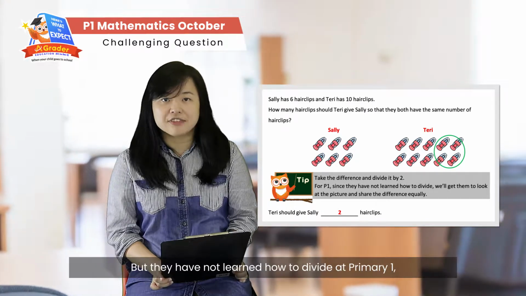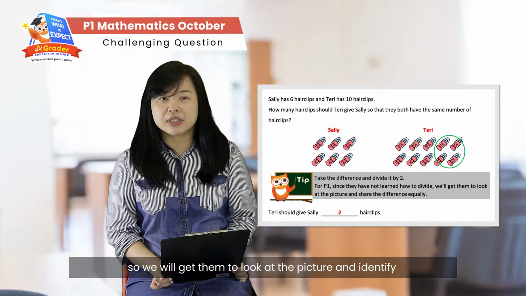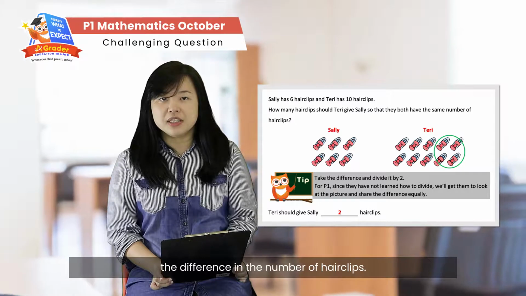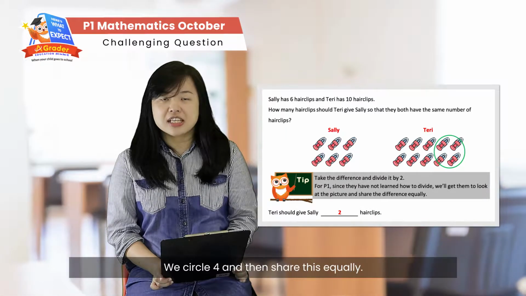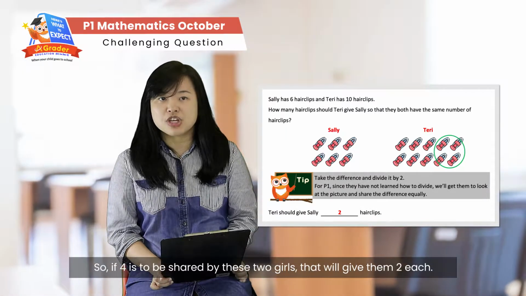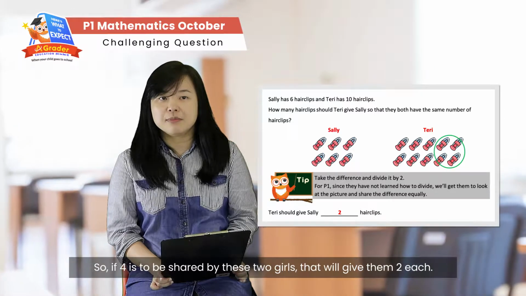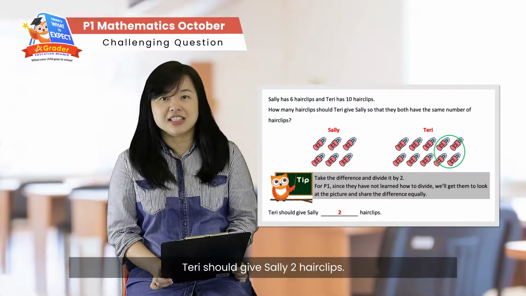But at P1, they have not learned how to divide, so we let them look at the picture, and the difference will be, we circle 4 and share this equally. So if 4 is to be shared by these 2 girls, that will give them 2 each. So Terry should give Sally 2 hair clips.